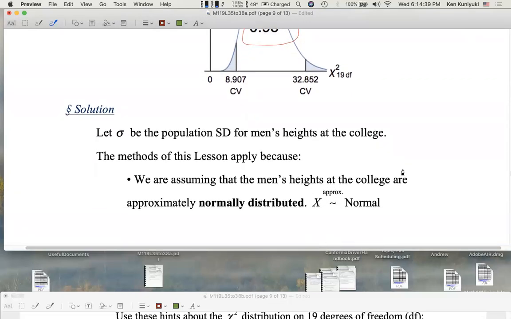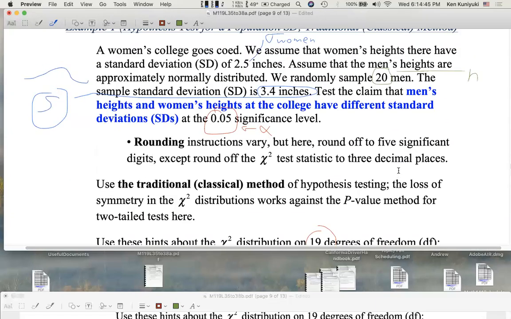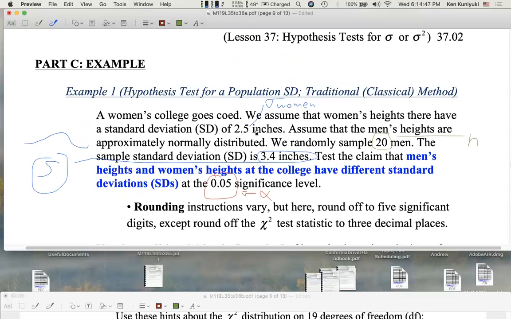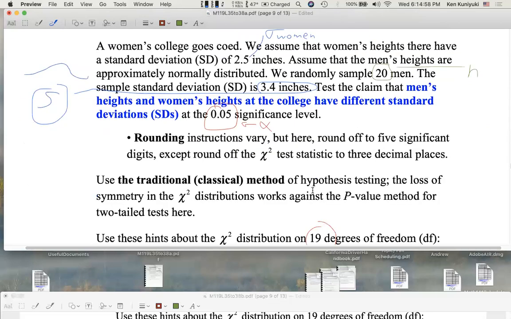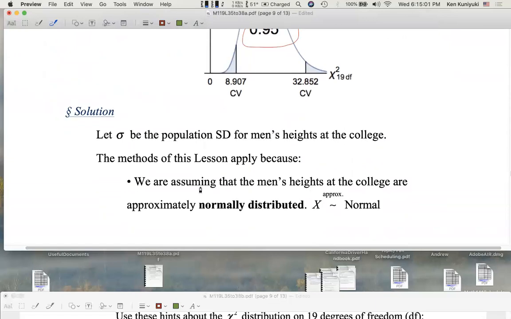Okay, let sigma be the population standard deviation for men's heights at the college. Now remember, I told you that in the long and storied history of this women's college, we're assuming that the population standard deviation for women was known to be 2.5 inches. We're assuming that that's known. The men, we're not so sure about. But we're going to let sigma be really unknown here. If you wish, you might even want to call this sigma sub men. Let sigma, or sigma sub men, be the population standard deviation for men's heights at the college. Granted, this might be kind of awkward to put into formulas.